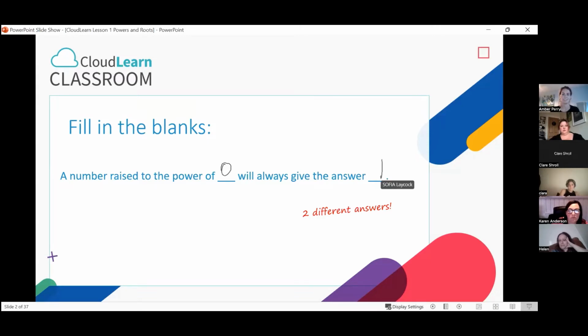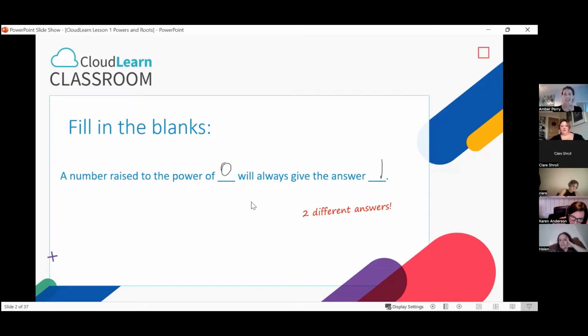Oh, amazing! Someone's written it on. Excellent. I don't know who did that, but I'm really impressed. Okay, cool. Yeah, absolutely. That's the first one that I was going to say. So a number raised to the power of 0 will always give the answer 1, and that's the most sort of fundamental thing you really have to remember.